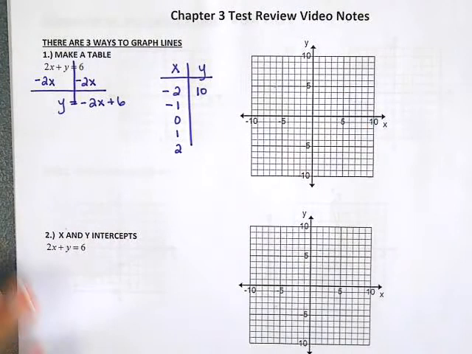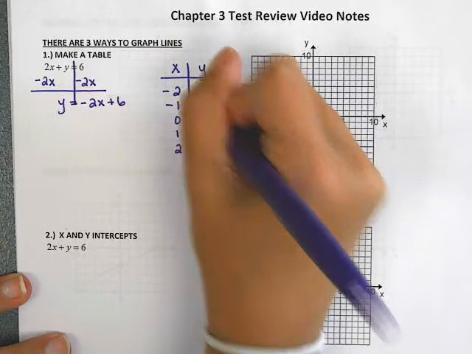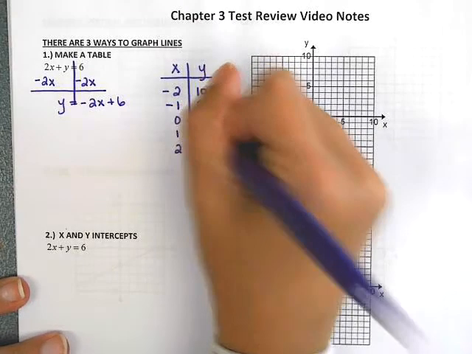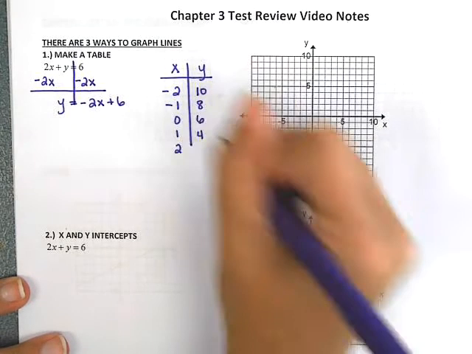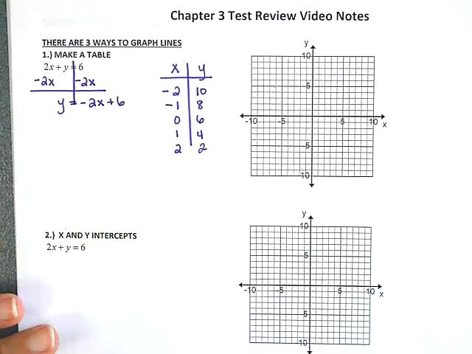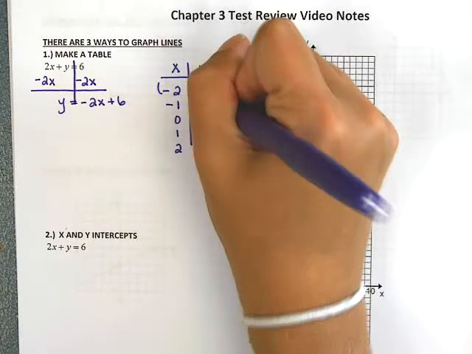If I take negative 1 and I plug it in, I get 8. If I plug in 0, I get 6. If I plug in 1, I get 4. And if I plug in 2, I get 2. Now I'm going to graph these points on the graph.